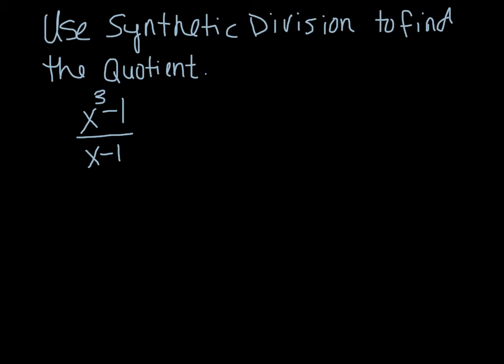Here we have a division problem, x cubed minus 1 divided by x minus 1. Since x minus 1 is linear, we're allowed to use synthetic division. So I'm just going to do it right now. So x minus 1 is our divisor. That means our potential 0 would be a +1.